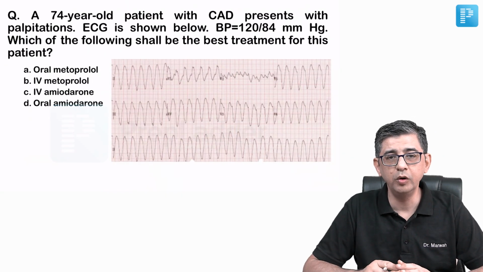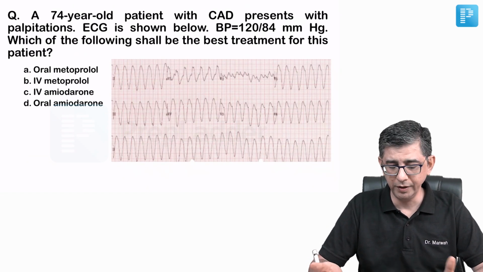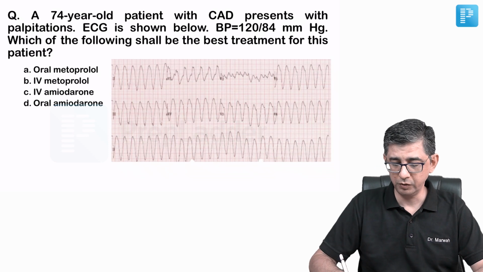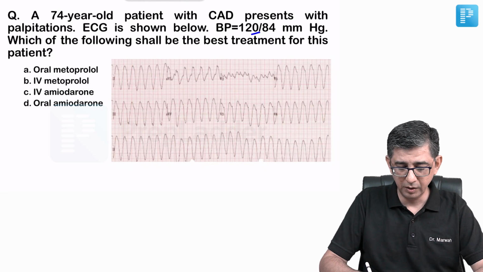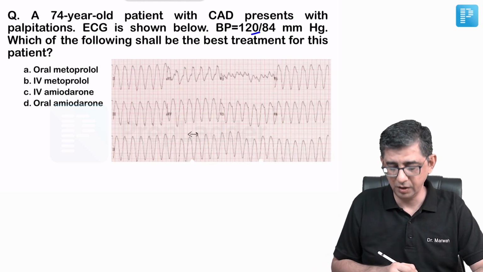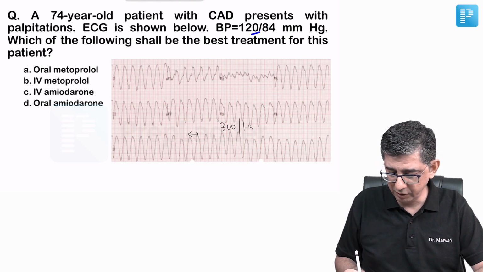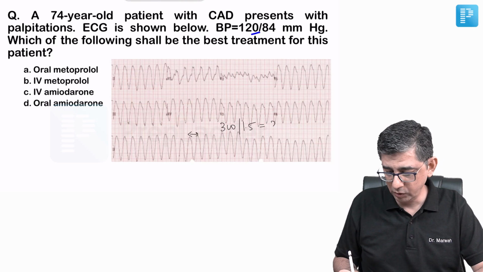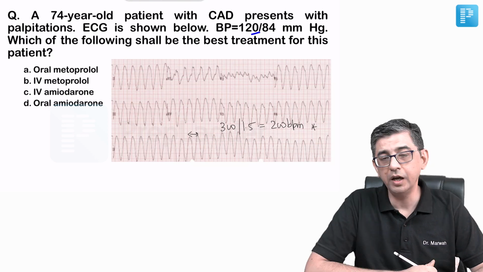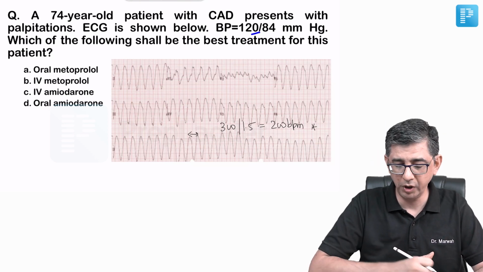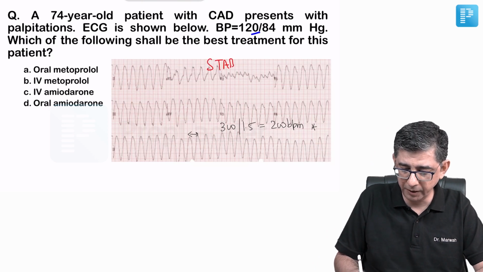The question said a 74-year-old man presents with palpitations, a coronary artery disease history was given, and the blood pressure of the patient was about 120/84. And what I can see here is the presence of a broad QRS complex tachycardia. The heart rate of this patient would be something like 300 divided by 1.5 large squares, so that works out to a fairly fast rate of 200 beats per minute. Given these rates, I anticipated that the BP of the patient would begin to crash, but he has given us a clinical presentation of a stable ventricular tachycardia.